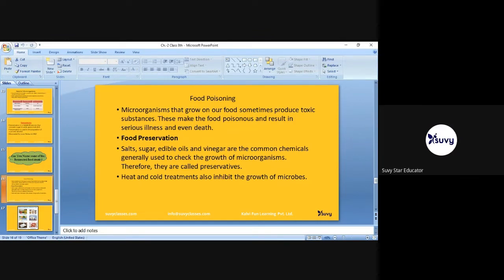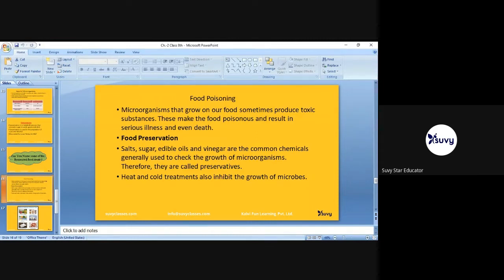So, what is food poisoning? Food poisoning is an illness that is caused by the microorganisms. Whenever the count of microorganisms exceeds, sometimes these microorganisms tend to produce toxic substances. These toxic substances can make the food poisonous, which eventually can cause serious illness, or in severe cases, it can even cause death to the individual that happens to consume that particular food.